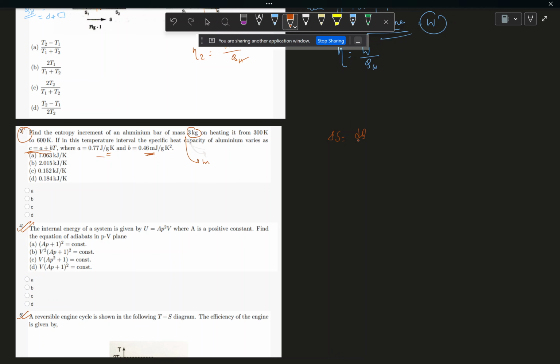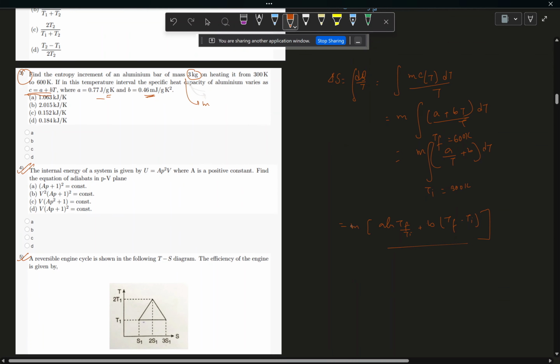Otherwise your delta S is again dq by T, which is m C as a function of T dt by T. Now only m is constant, so it comes outside the integral, and C has a temperature dependence, A plus BT, so (A plus BT) by T dt. So this is m (A by T plus B) dt, and your temperature is going from Ti to Tf, where Ti is your 300 Kelvin and going to a final temperature of 600 Kelvin. So this is m A ln Tf by Ti plus B times Tf minus Ti from the integral.